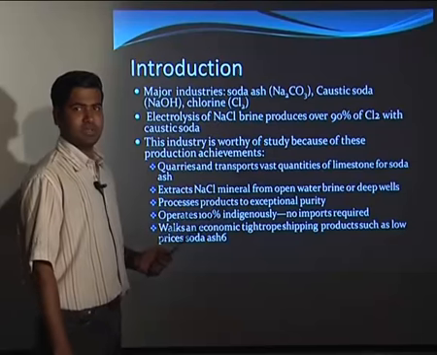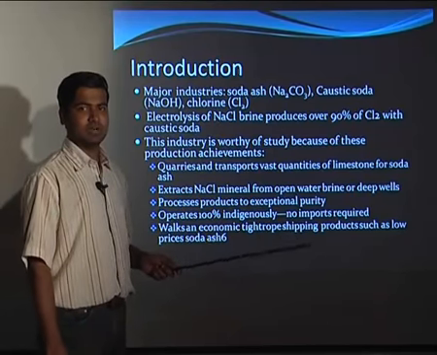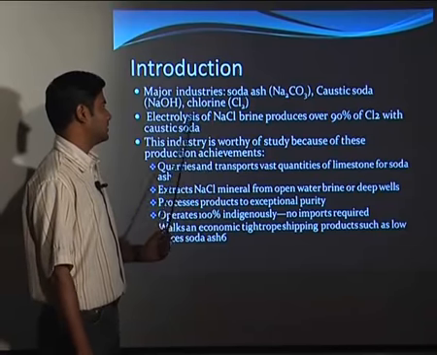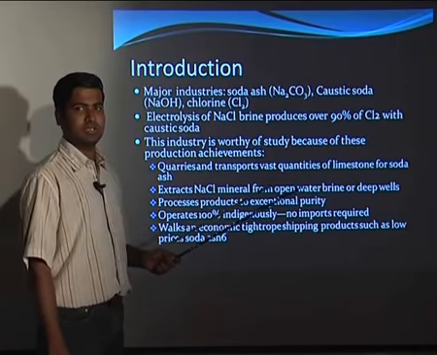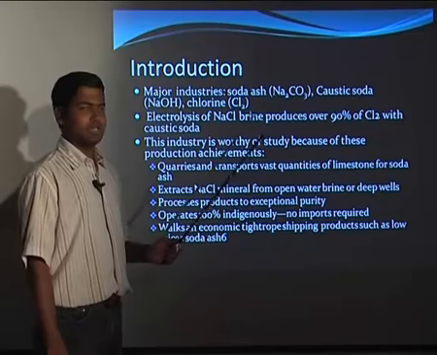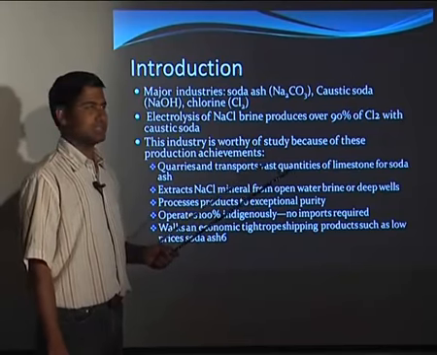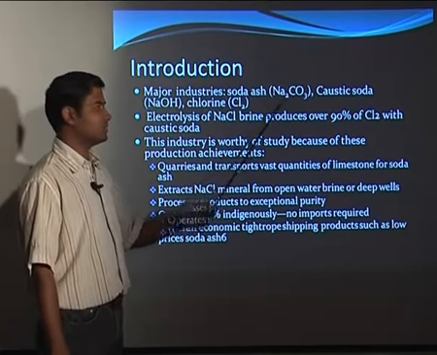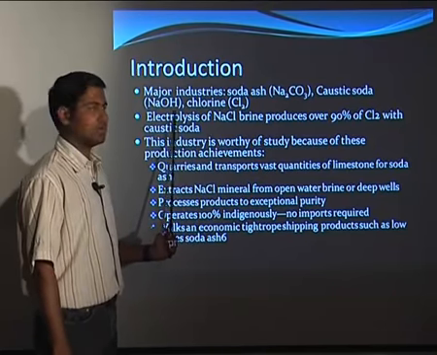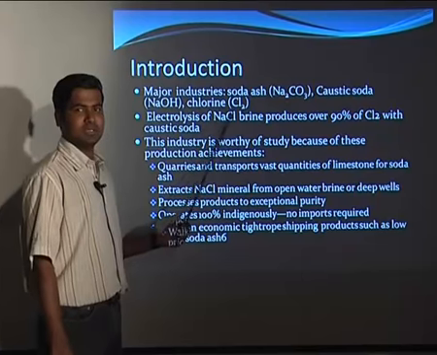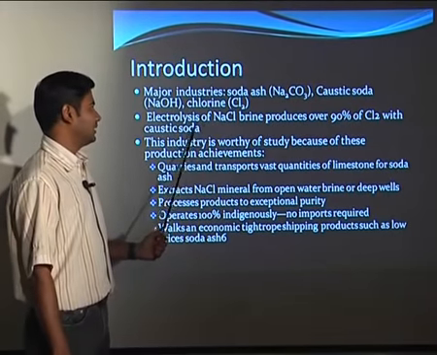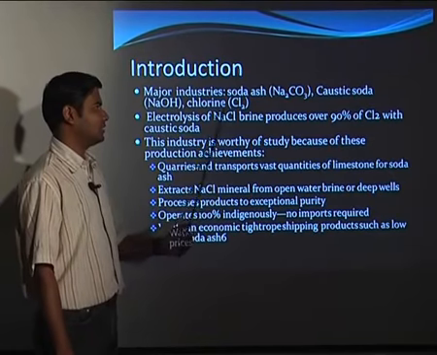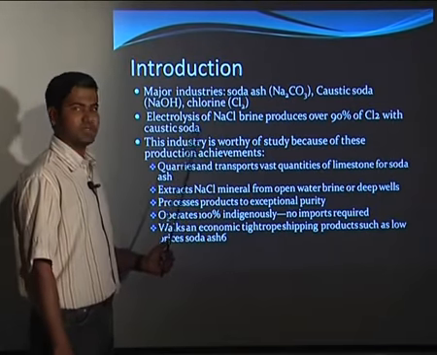If we see the introduction and the uses of the chlor-alkali industry, we have soda ash, caustic and chlorine. These are the three main products we have to learn under the chlor-alkali industry. Soda ash is sodium carbonate, caustic soda is better known as sodium hydroxide, and chlorine gas is Cl2. Electrolysis of NaCl brine produces over 90% of chlorine with caustic soda.